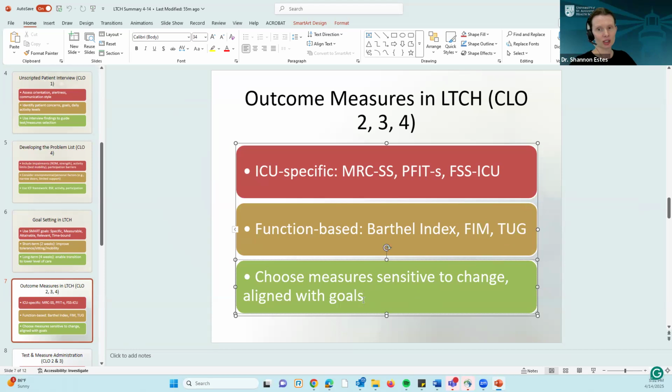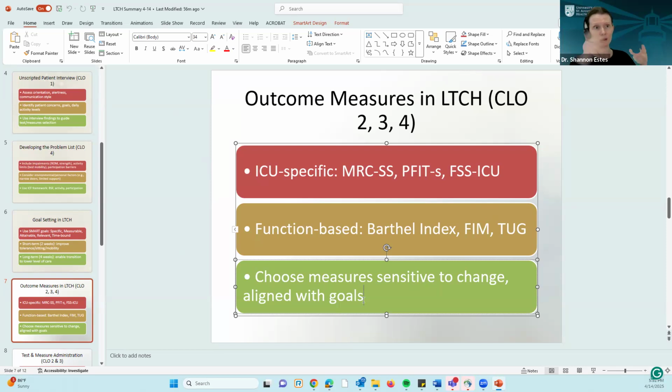You want to choose measures that are sensitive to change in the time frame that you're going to be there. For example, there are a few outcome measures that are not great for the clinic. Maybe they're more research driven, and I don't want to dive into which ones because you don't need to know that right now, but that could be because they're just not sensitive to change in the time frame that you would be seeing this person.